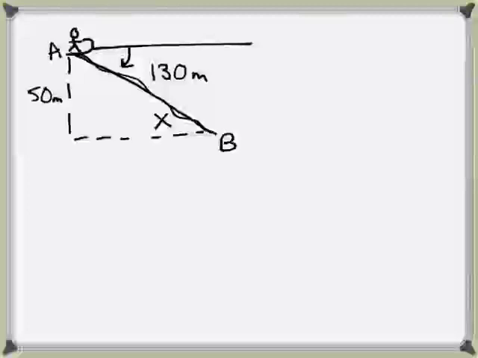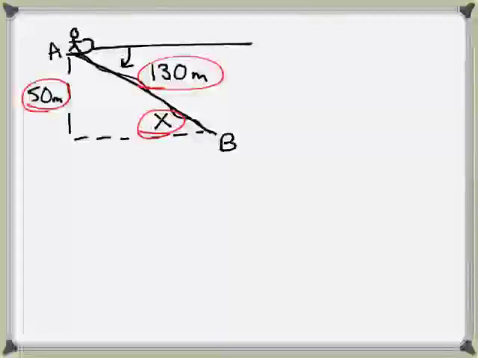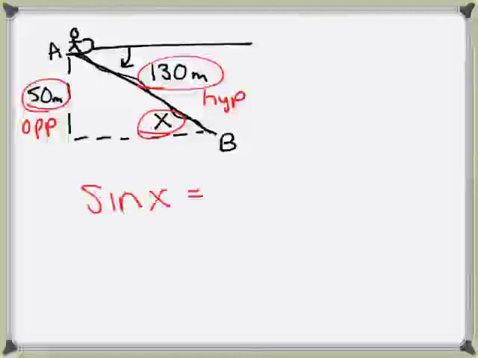So that's step one. Step two is figure out what we have and which trig function we'll use then. So according to x, what kind of a side is 50? Opposite. And you guys told me 130 was the hypotenuse. So which trig function uses opposite and hypotenuse? Sine. Sine of x is 50 over 130.